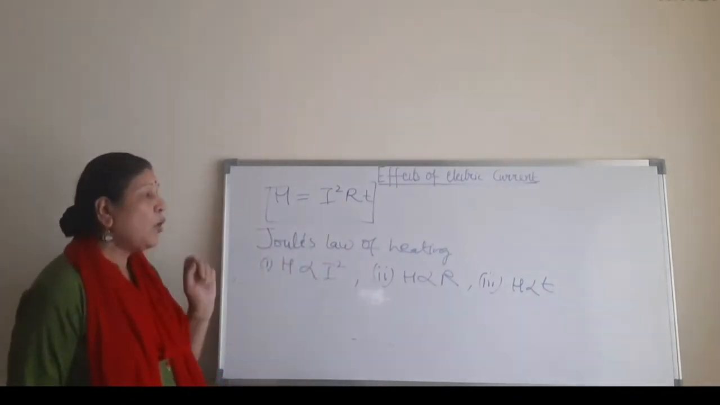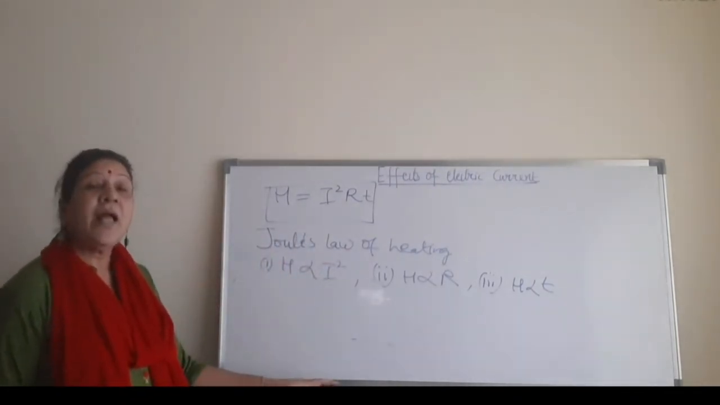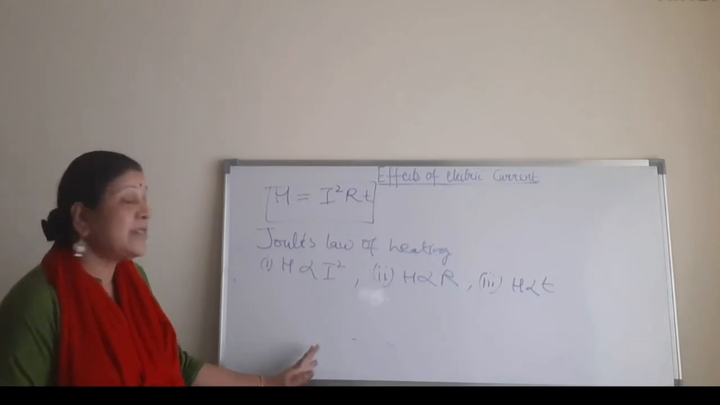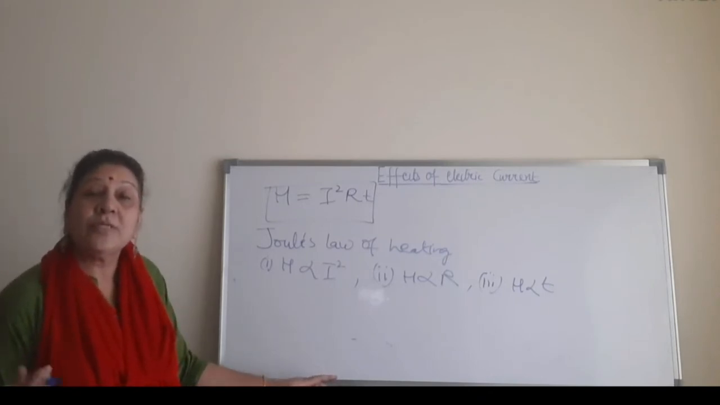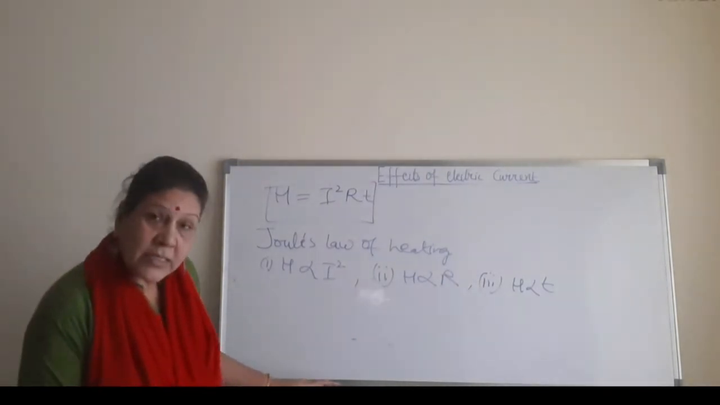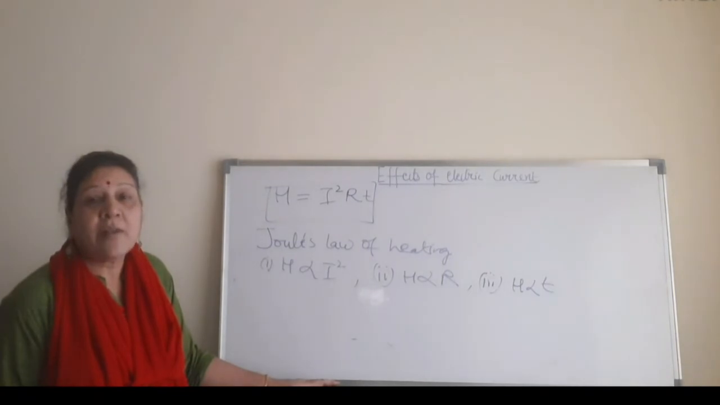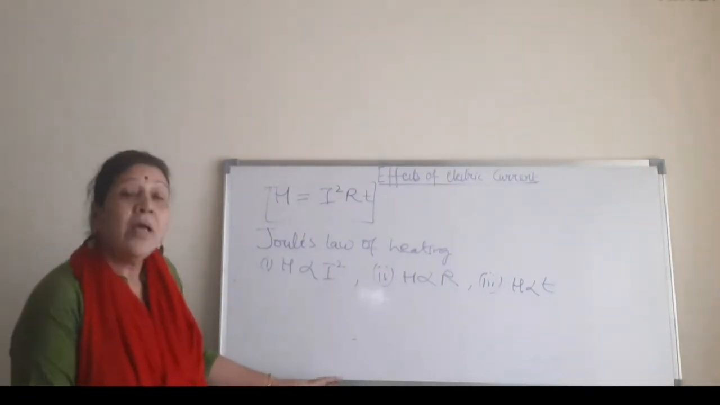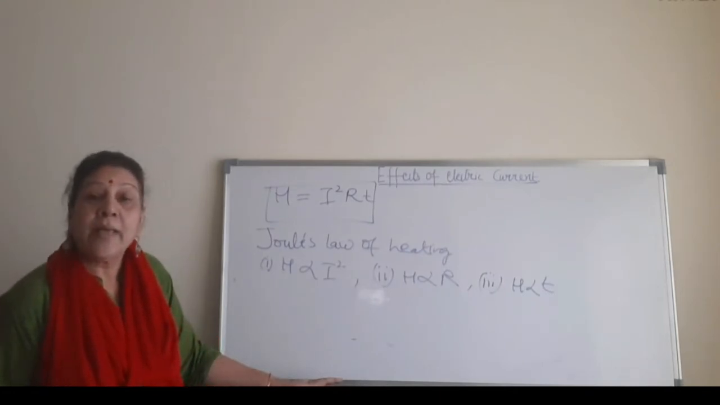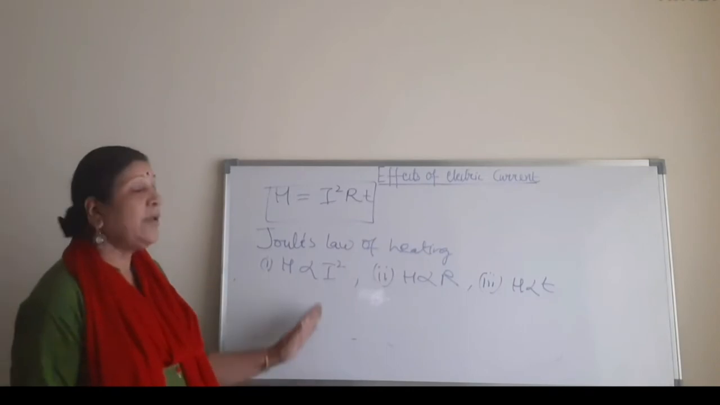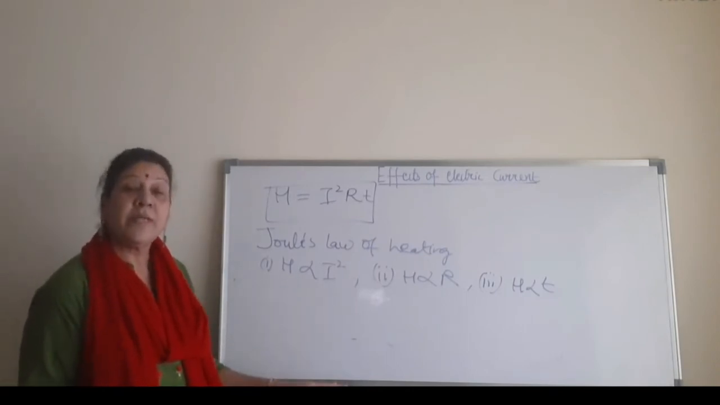This, as I told you, is called Joule's law of heating. What does it say? That heat energy produced in a circuit is directly proportional to the square of the electric current flowing through it. Second, heat energy is directly proportional to the resistance offered by the circuit, and third, heat energy is directly proportional to the time for which the electric current is flowing in the circuit. This is a very important formula. We'll be solving numerical problems based on this.